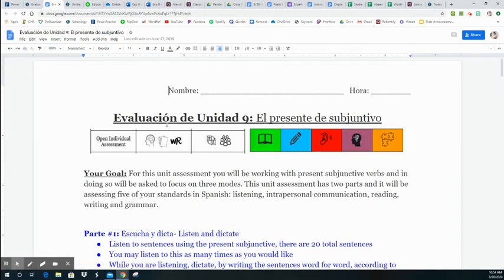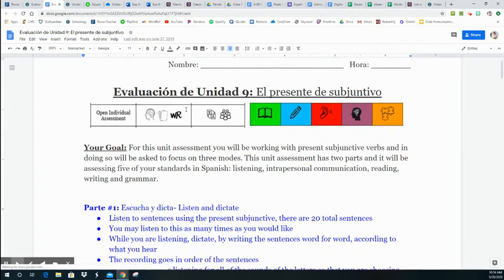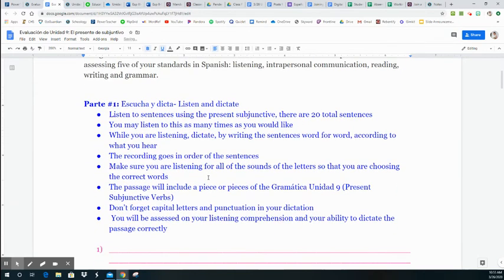All right, so then unit assessment 9 is out. Your Eval is your grammar for this unit, the present subjunctive. This unit assessment has 2 parts, and we'll be focusing on 5 of your standards: listening, interpersonal communication, reading, writing, and grammar. All right, so for part one, you will need that listening recording that I just showed you in your evaluación folder. Part one is listen and dictate.